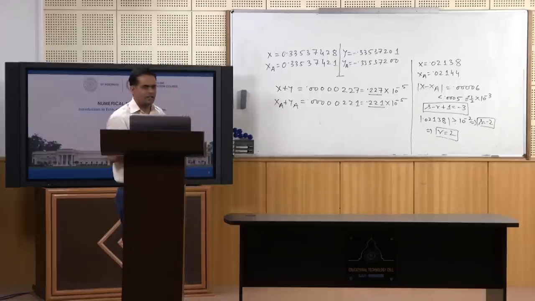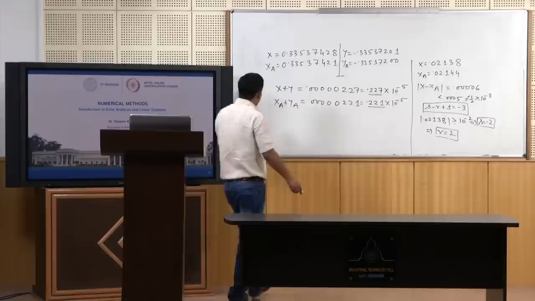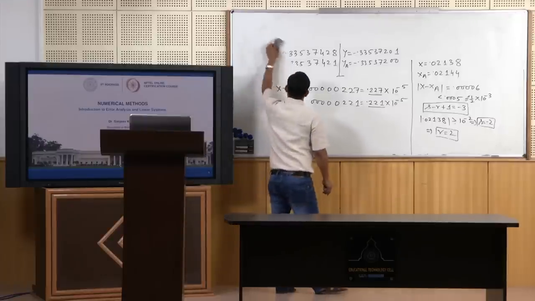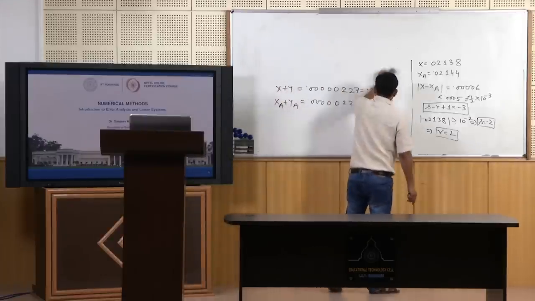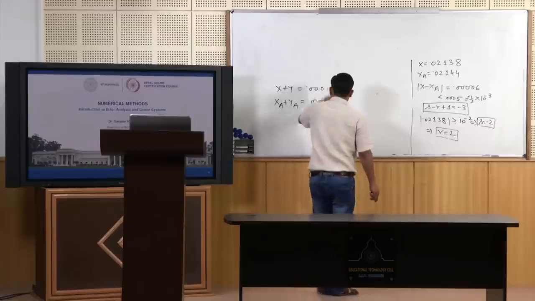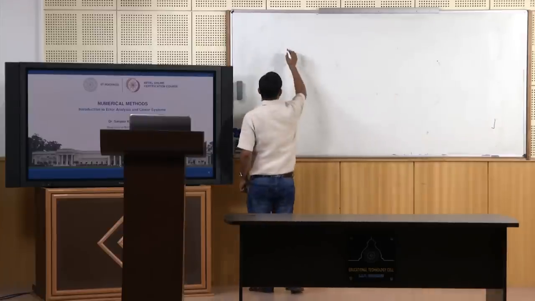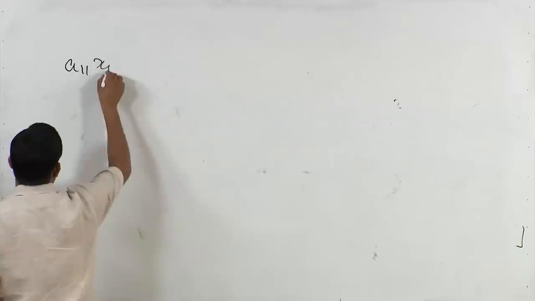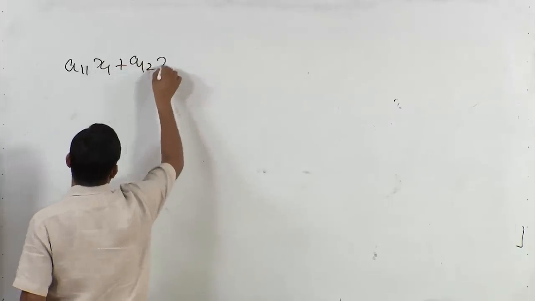So let us take an example of a 3x3 system to explain this particular method, and then we will solve an example of this. So suppose I have 3 equations. The first equation is like this.